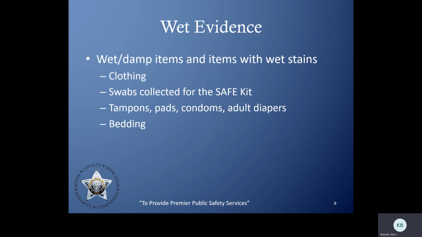Wet evidence includes items that have wet stains or are wet or damp at the time that you are working with them during the exam. Clothing that is wet on the patient's body, swabs that you've collected from the SAFE kit start out as wet items, tampons, pads, diapers, condoms, anything that has a wet stain that may have been collected from the patient's body or clothing. And finally, bedding, which is not typically encountered by a SANE nurse, but we do see this from law enforcement agencies.